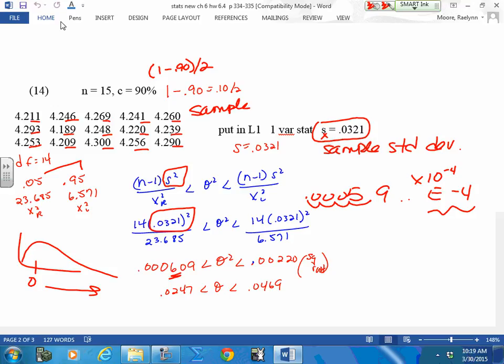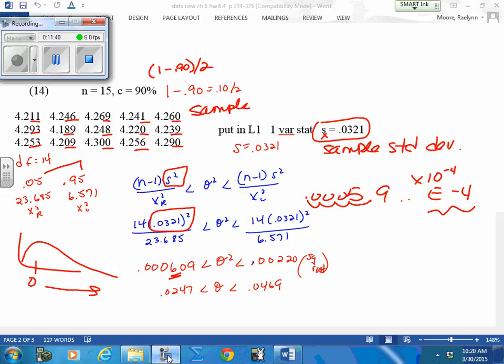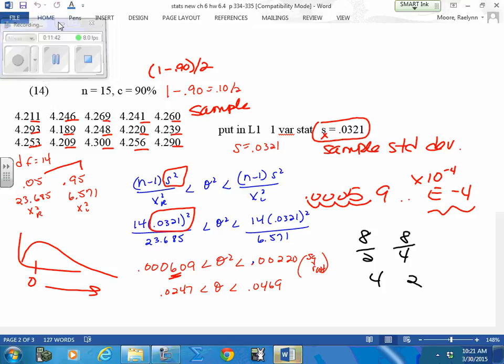Guys, don't pack up. We have 7 minutes. How did you divide by a larger number and not get the right answer? Lose track of why we do this. We don't know the population. We only know what we have in our sample. So we can be 90% confident that your population standard deviation will fall between these two numbers.